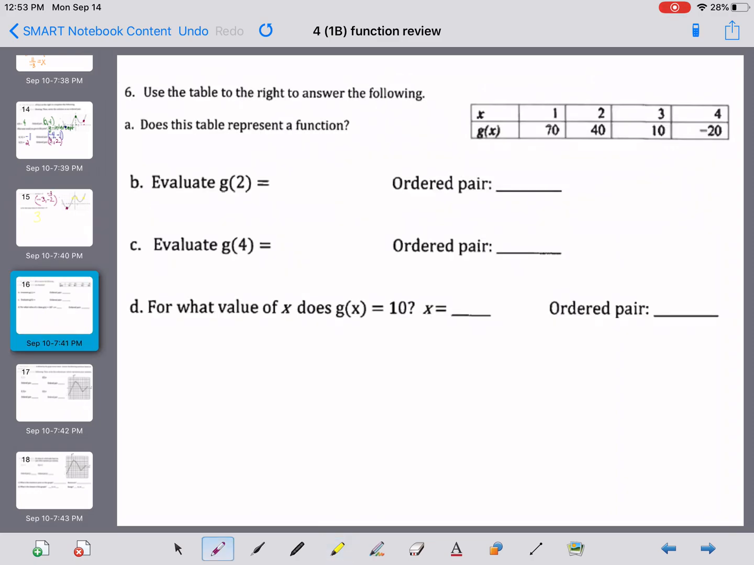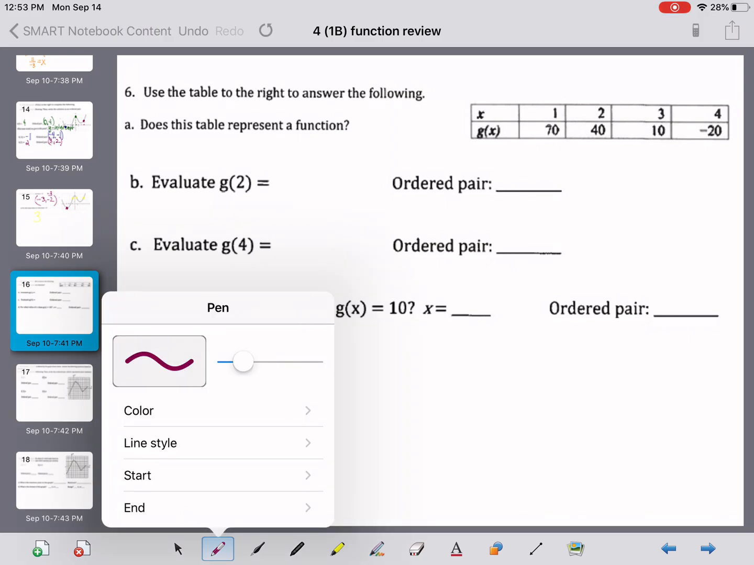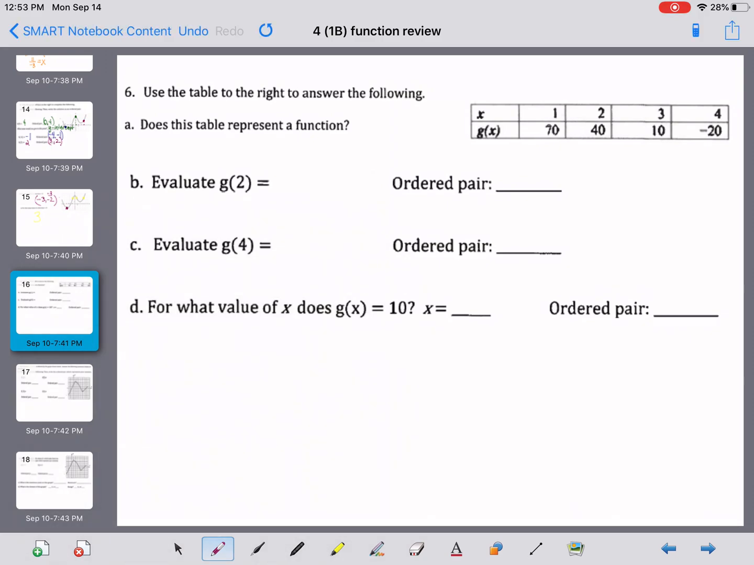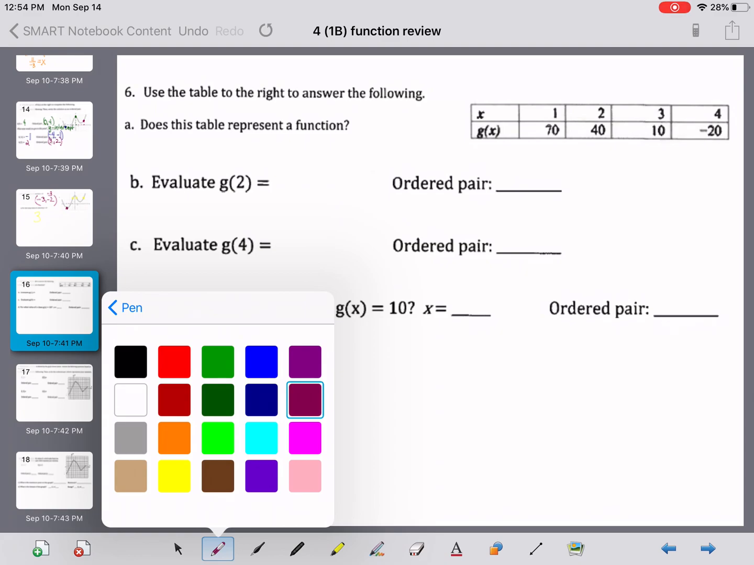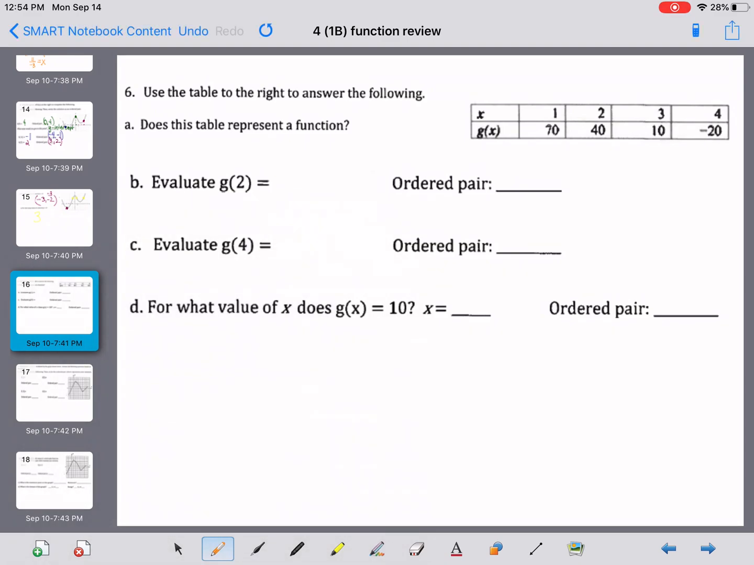If we come over here to a table now, when we're looking at these problems, it says, use the table to the right to answer the following. Does the table represent a function? Well, g of 2. Remember, g of 2, that 2 means it's an x value. So we go over here to our table where x equals 2. Then we're going to get the value of 40. So our ordered pair would be 2, 40.